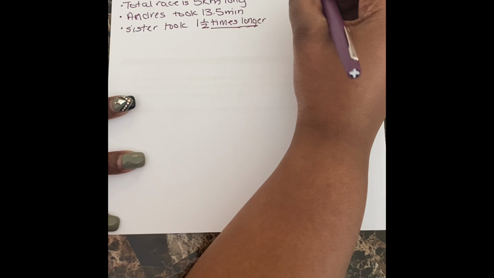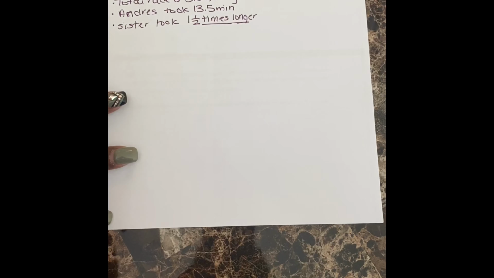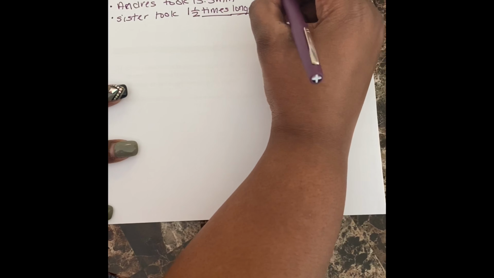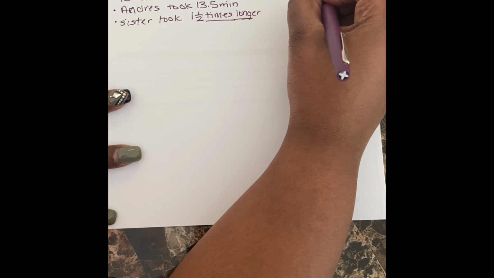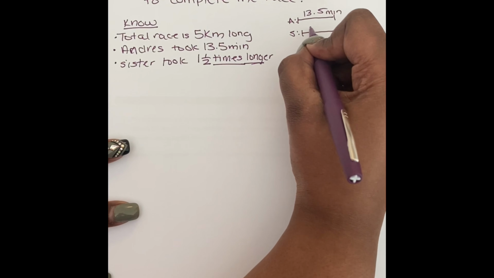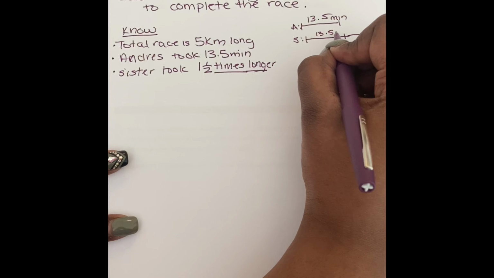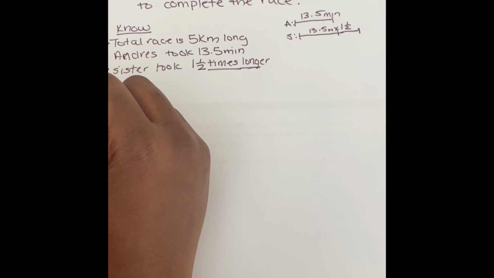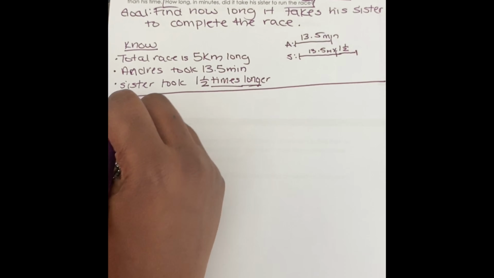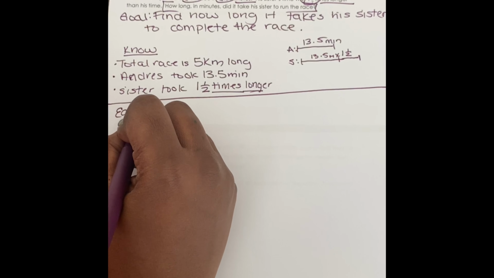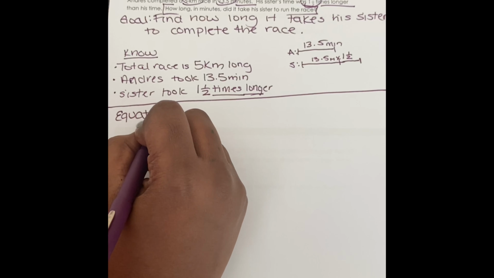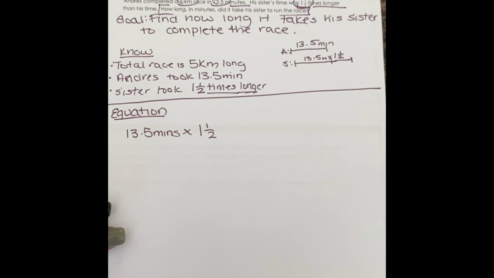So if we were to show the things that we know in the model, I'll simply draw my little race saying that Andres took 13 and 5/10 minutes, and his sister took 1.5 times longer. So we know she took the 13 and 5/10 minutes, but we need to figure out what the 1.5 times longer will be. So here we go. Let's talk about our multiplication equation. We know that we have 13 and 5/10 minutes times the 1.5 times longer that it took the sister.